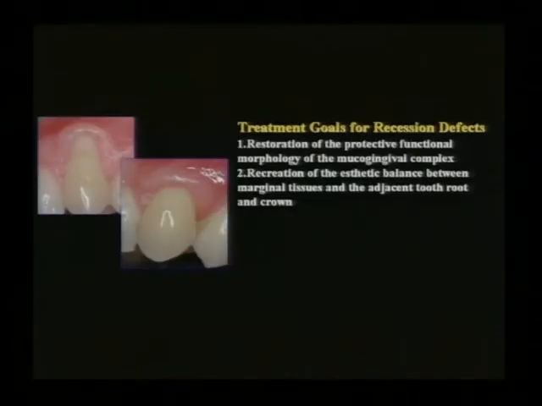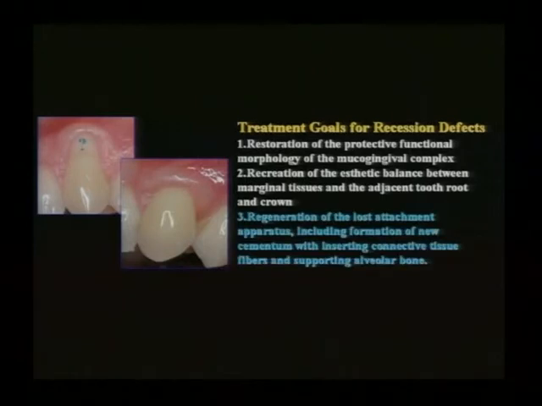Now, anytime we're doing root coverage grafts, there's three goals. First is, let's reestablish what we need for function and health. I think we've done that. I think everybody would agree. Second goal, let's reestablish what we need for aesthetics. Everybody agree that's a pretty nice looking graft. But it's the third goal of covering recession defects that's the question. What kind of attachment do we have to that root surface?